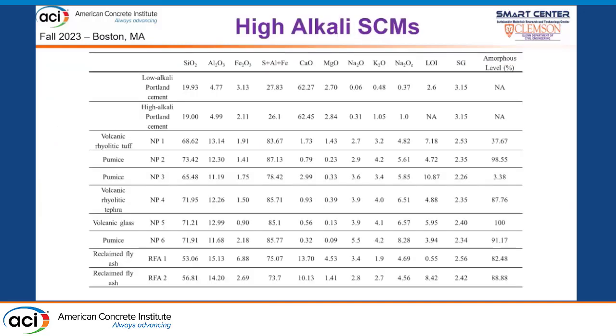And here is the materials table we used for this study. Generally, SCMs containing over 3 to 4% alkali content are considered high-alkali SCMs. So in this study, we evaluated 6 natural pozzolans and 2 reclaimed fly ashes. The alkali content of these materials is at least 4.56%, so they are considered high-alkali SCMs.